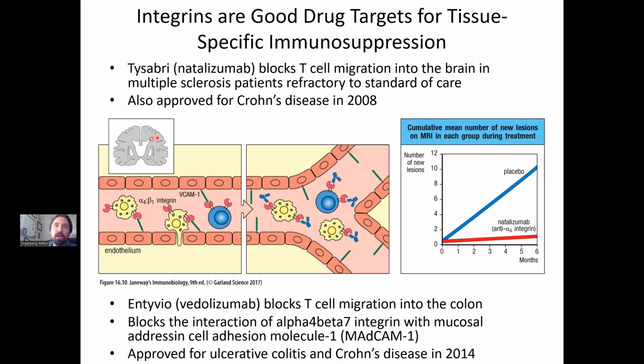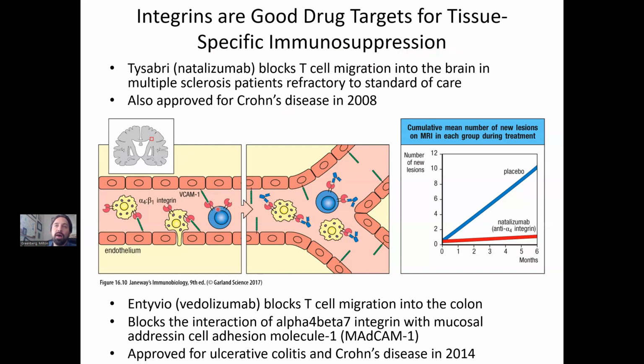Natalizumab is a fantastic drug. It works very well for people that have multiple sclerosis, a chronic demyelinating disease of the central nervous system. In this case, you have immune cells migrating from the blood vessels into the brain. These immune cells that are normally not in the brain have activity against brain proteins and can cause brain damage, as happens in multiple sclerosis. So these integrins are good drug targets for tissue-specific immunosuppression.